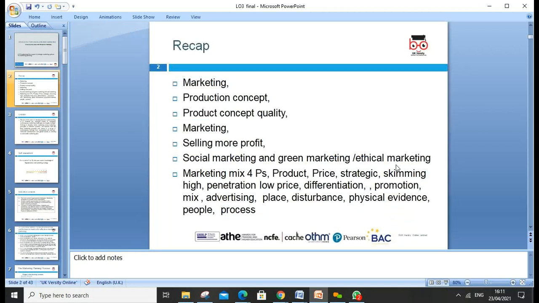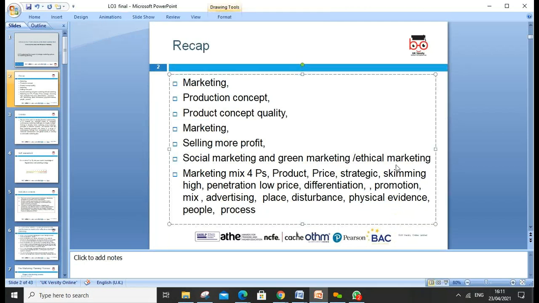Before starting our session, we'll first recap what we learned up to now. In the first lesson we discussed marketing, the difference between marketing and selling, and various concepts. We learned that marketing means satisfying customer needs and wants. We always learn the definition according to AMA.